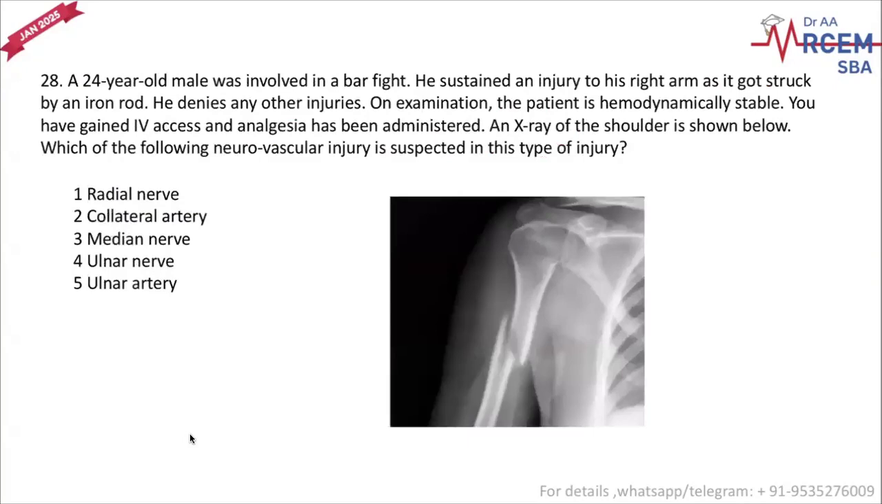A 24 years old male was involved in a bar fight. He sustained an injury to the right arm as it got struck by an iron rod. He denies any other injuries. On examination, the patient is completely stable. You gain IV access and give analgesia. X-ray of the shoulder is shown below. What is the most likely neurovascular injury you are suspecting in this type of injury?